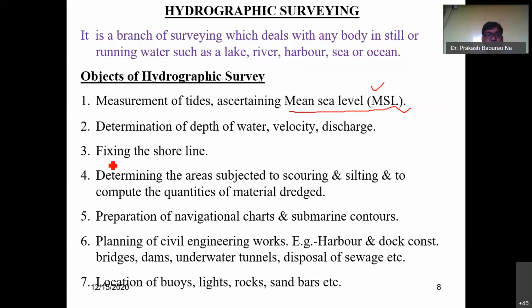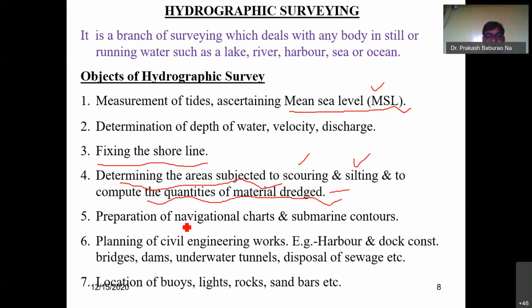Major aspect is to fix the shoreline. Without fixing the shoreline, you cannot carry out the hydrographic surveying part, you cannot carry out the sounding part. So for determining the area, you have to locate and demarcate the places in the river, due to the action of scouring and the action of silting, and also to compute the quantities of those materials required to be dredged.